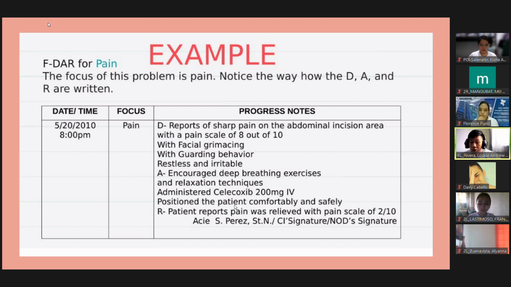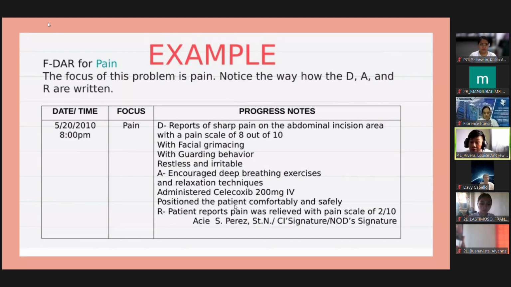Next, for A, action. What did we do in order to solve the pain of our patient? Here we say, encourage deep breathing exercises and relaxation techniques para mawala yung mind ni patient sa sakit. We administered pain medications such as Celecoxib 200 milligrams IV. Then we position the patient comfortably and safely. So yun yung mga actions na ginawa ni nurse in order to minimize the pain. And then for the last, yung R, or yung response. So how did the patient respond to the treatment, to our action? So the patient reports pain was relieved with the pain scale of 2 out of 10.